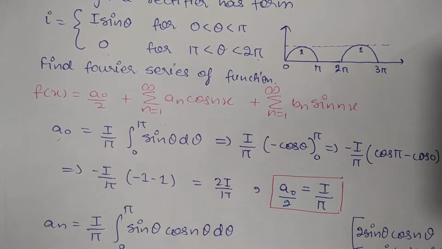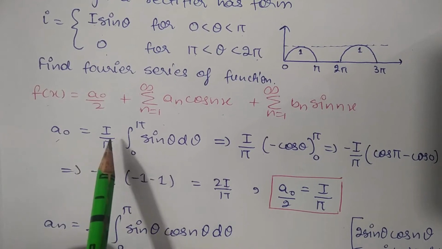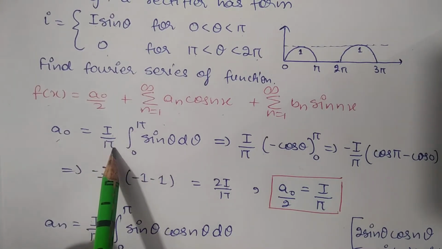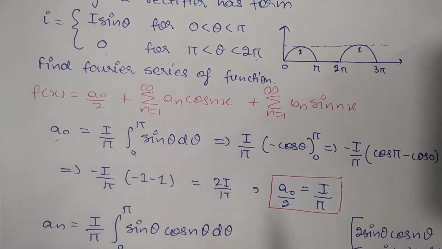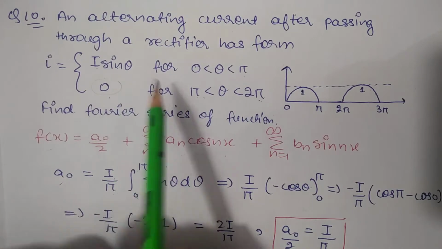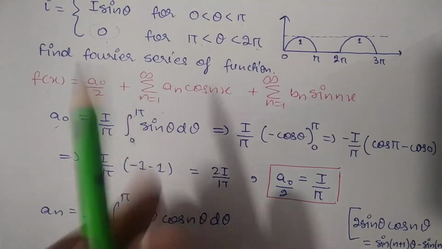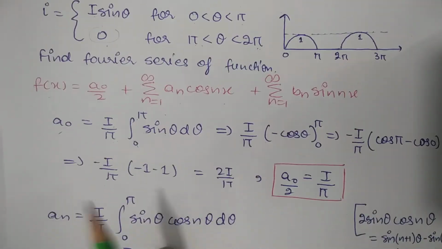Okay. So now I'm just going to find the value of a naught. So a naught is 1 by pi times the integration of the function from this limit to that limit. One more thing, from pi to 2 pi the function's value is 0, so no need to integrate this. So I'm just going to integrate the function between the limits from 0 to pi.